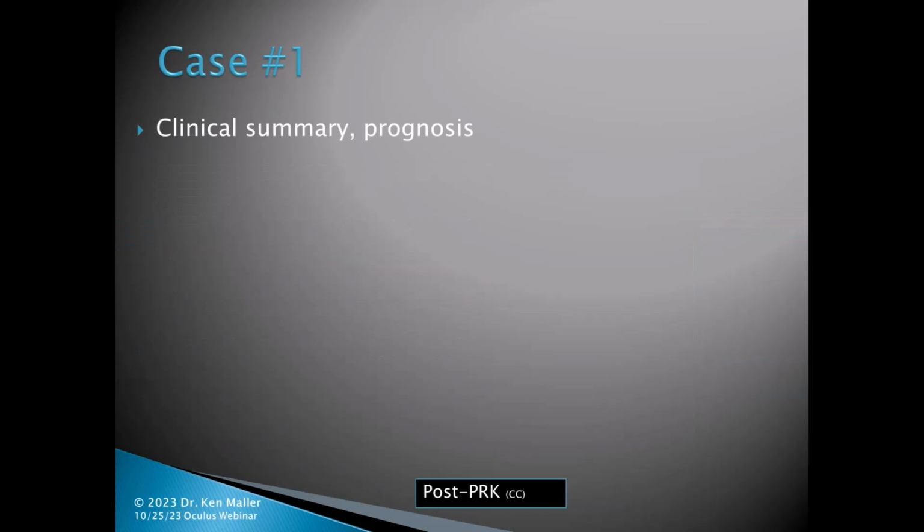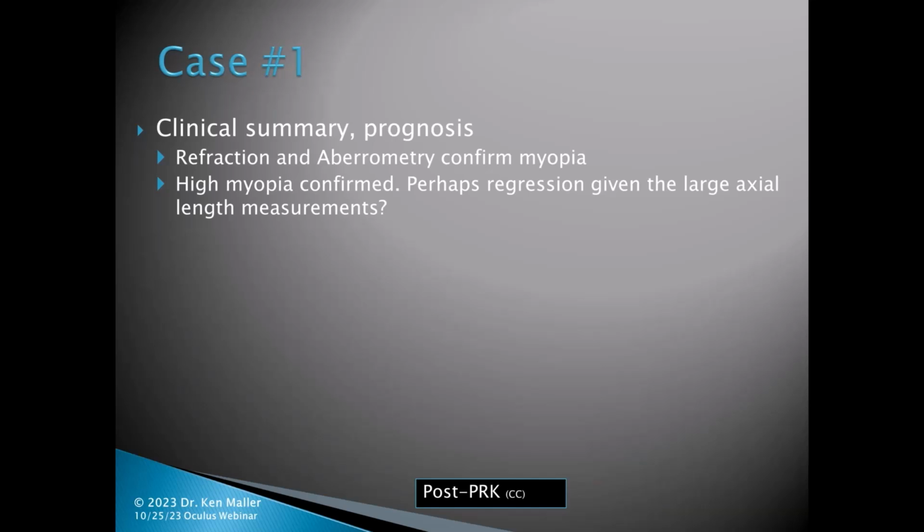So to summarize, what we found out here is the refraction and the aberrometry confirm that she really has myopia. The high myopia is confirmed, and perhaps because of that large axial length measurement, maybe that's really where all that high myopia has come back into play for her.